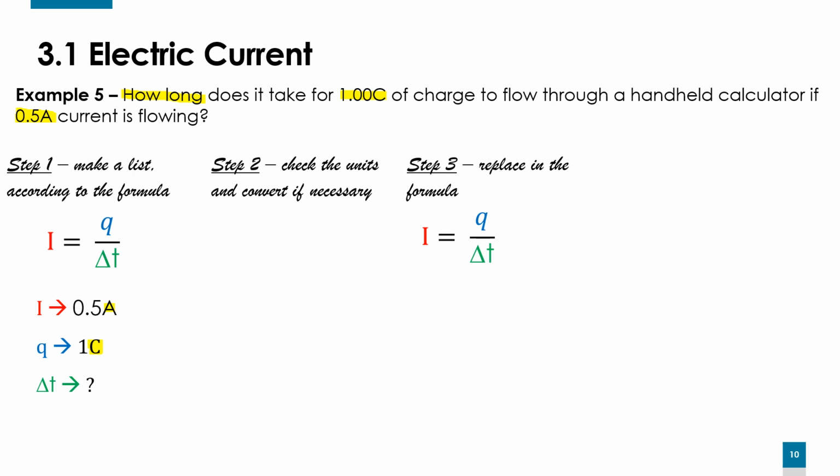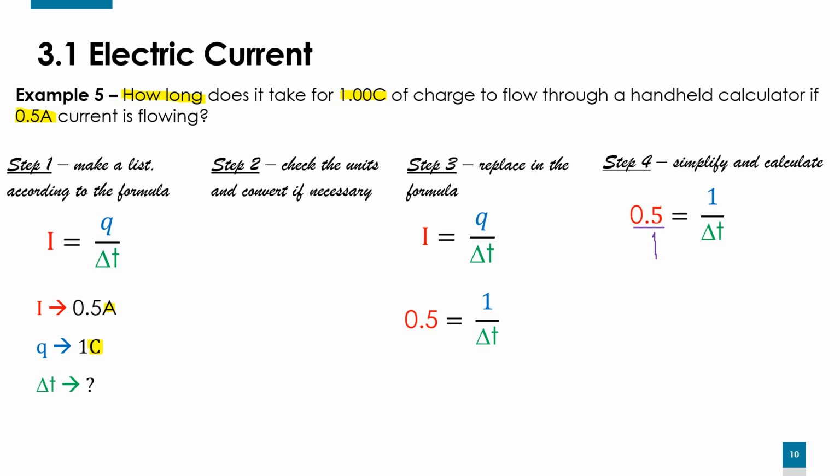Now replacing the formula. What's my current? 0.5. My charge? 1 coulomb. So 0.5 and 1 over time. And the next step, simplify and calculate. How do I simplify this? I can do cross multiplication. Always start with your variable, okay, with your letters. For example, 0.5 times delta t. I'm going to have 0.5 delta t equals 1 times 1. So 0.5 delta t is equal to 1.